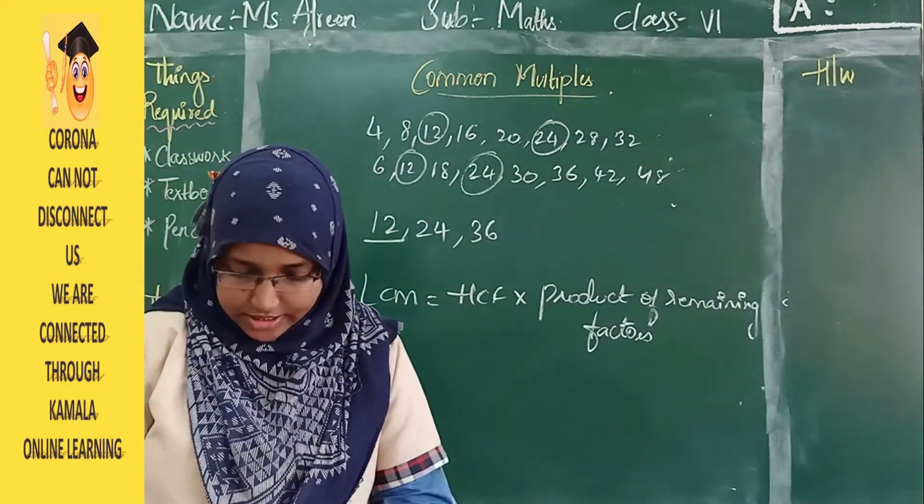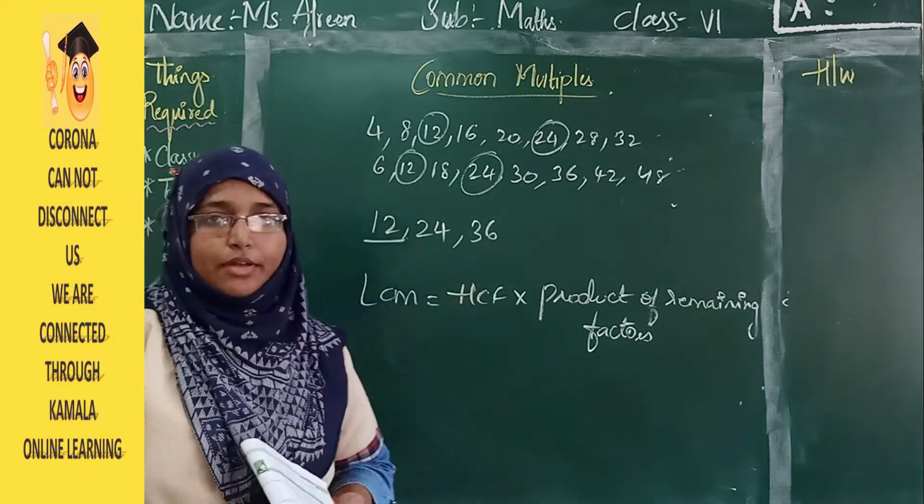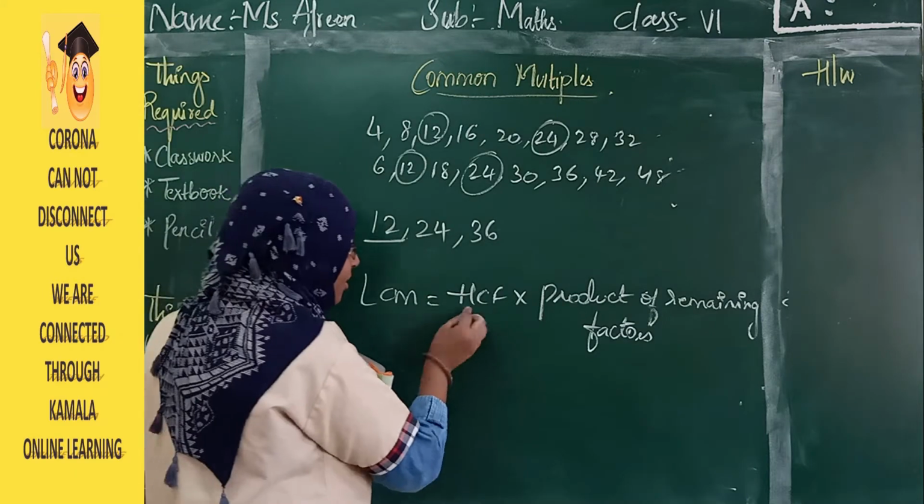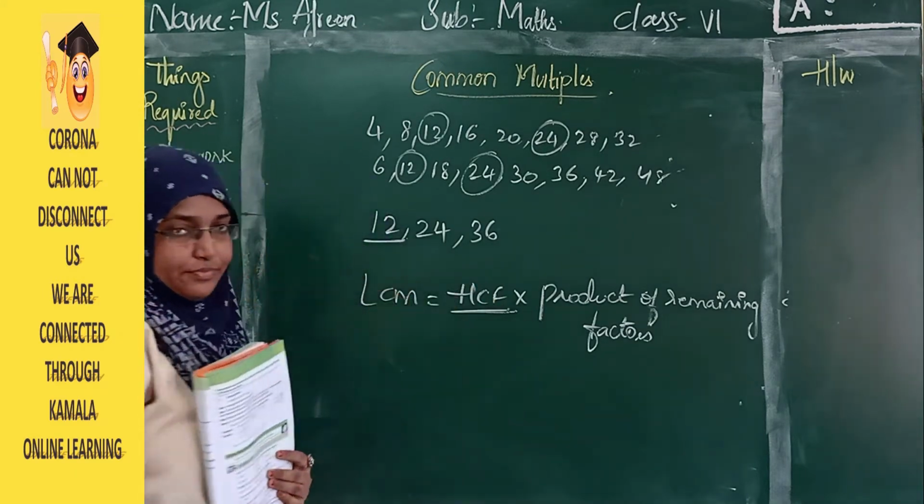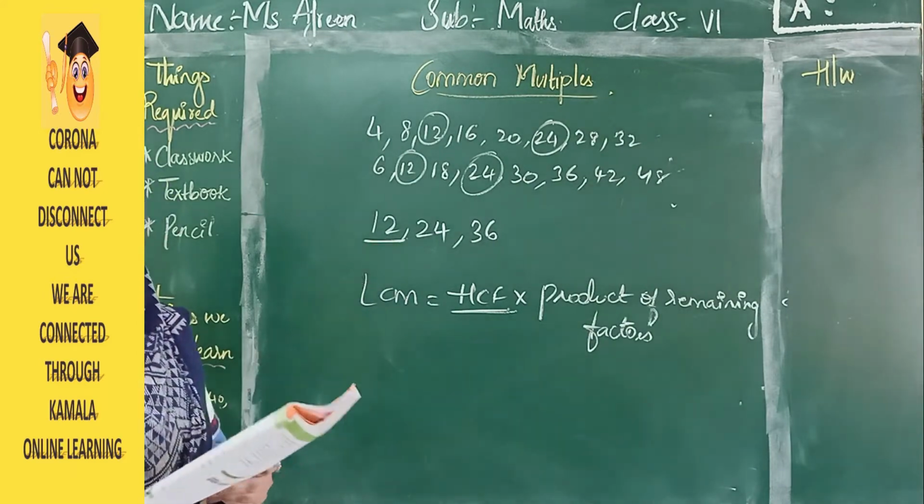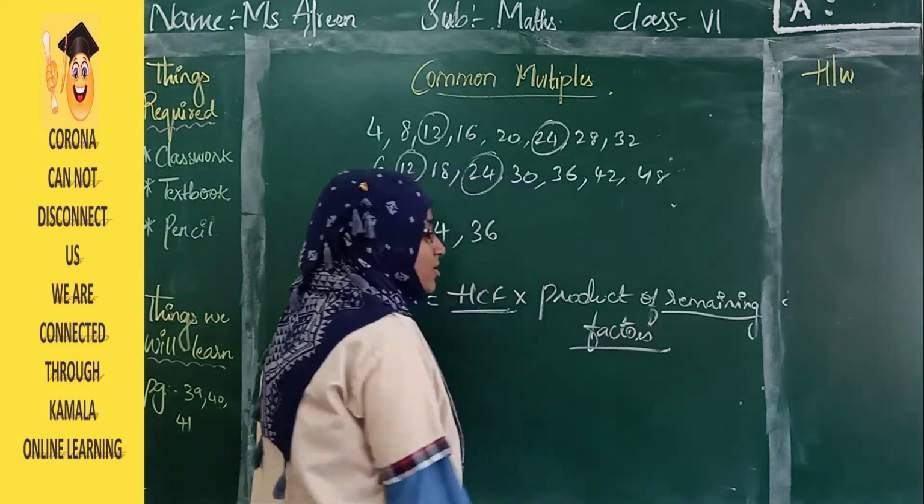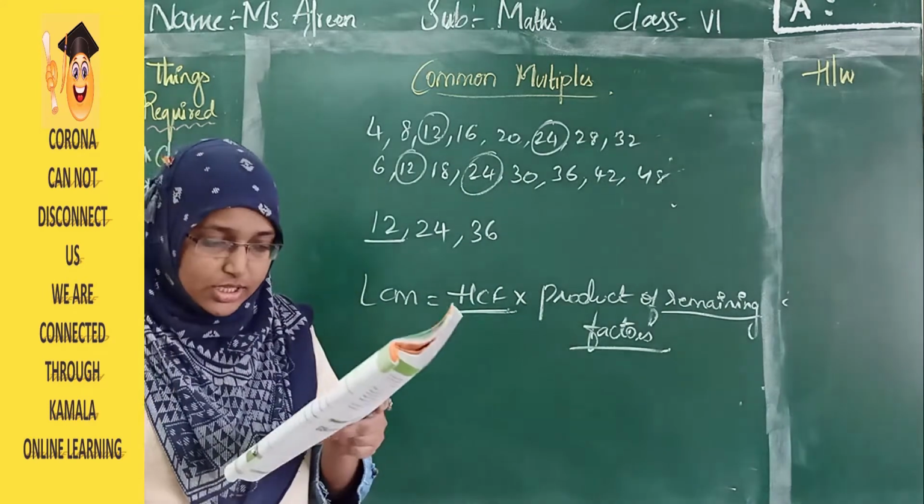This year they have just written that LCM is formed by the product of all common prime factors. The product of all common factors, where do we write in LCM? Right? Next is the extra prime factors of both. Extra prime factors are nothing but the remaining factors. Right?